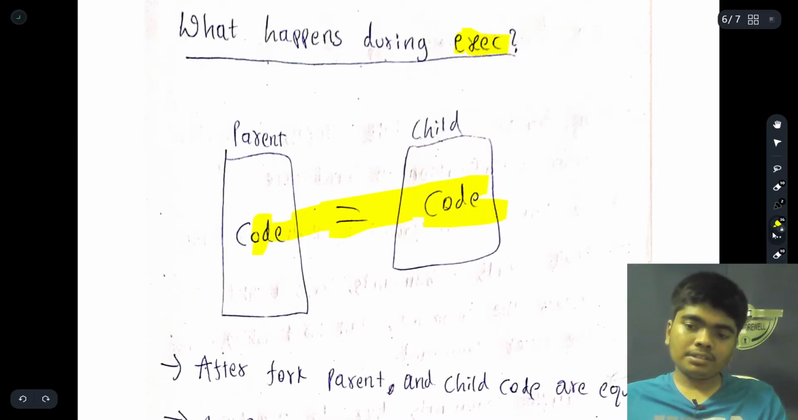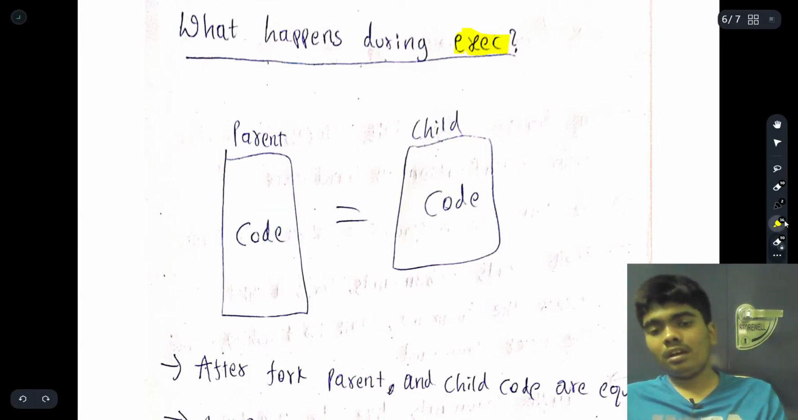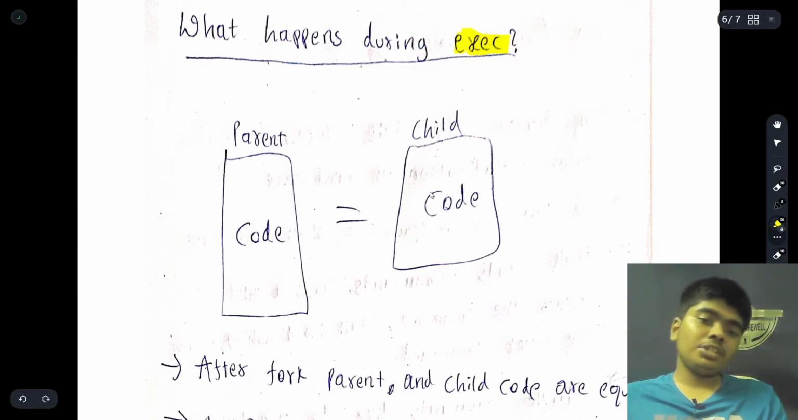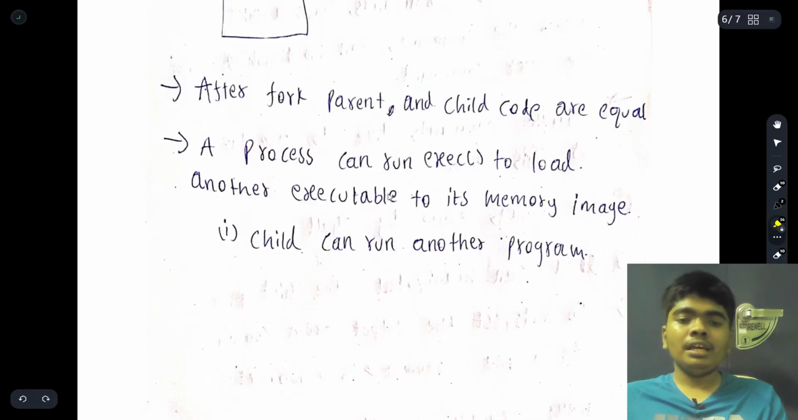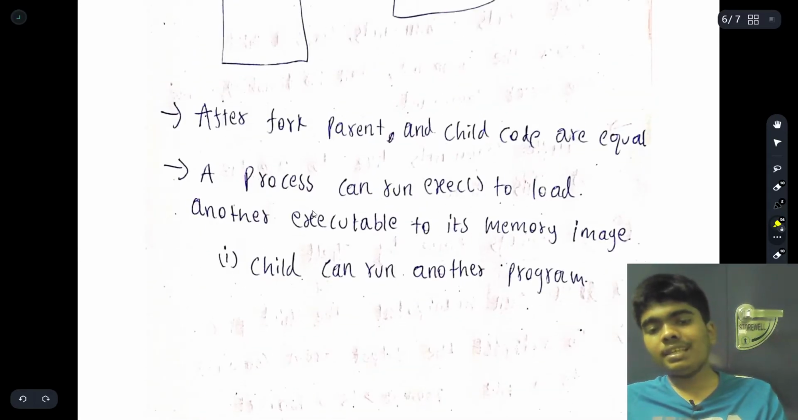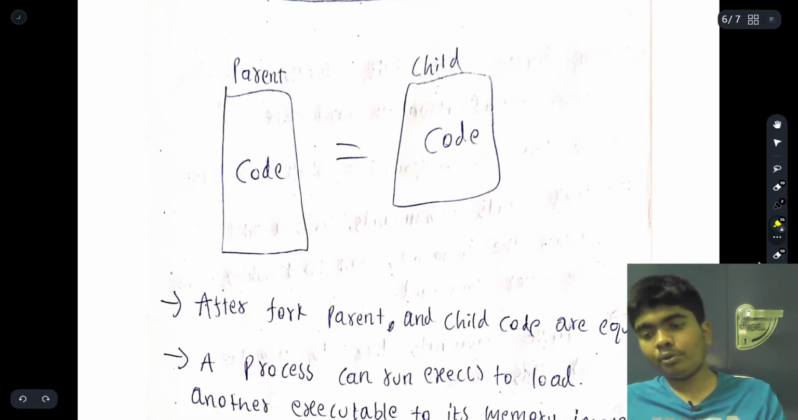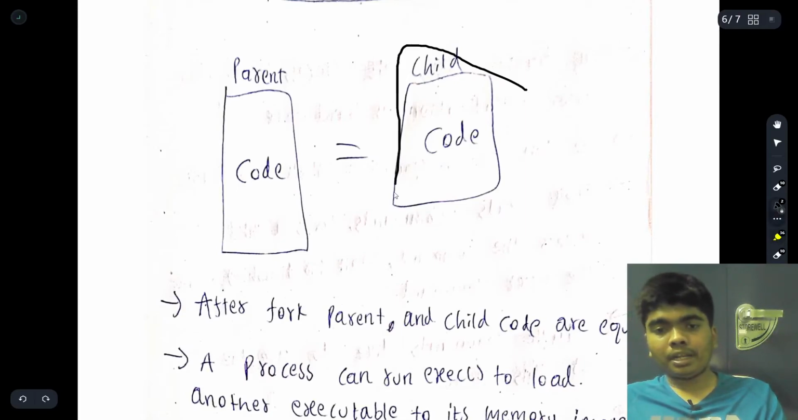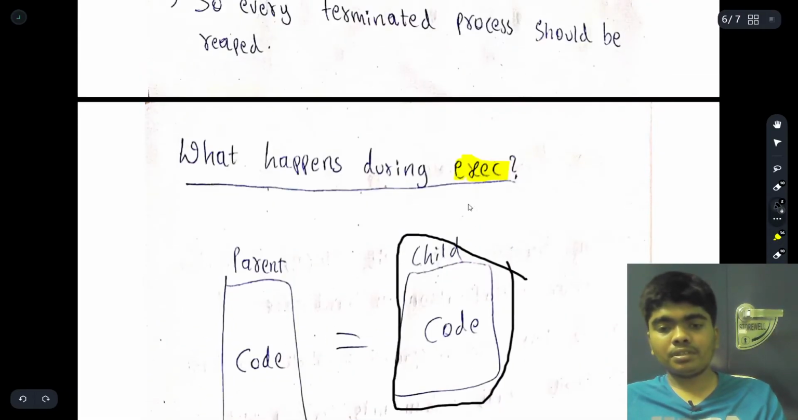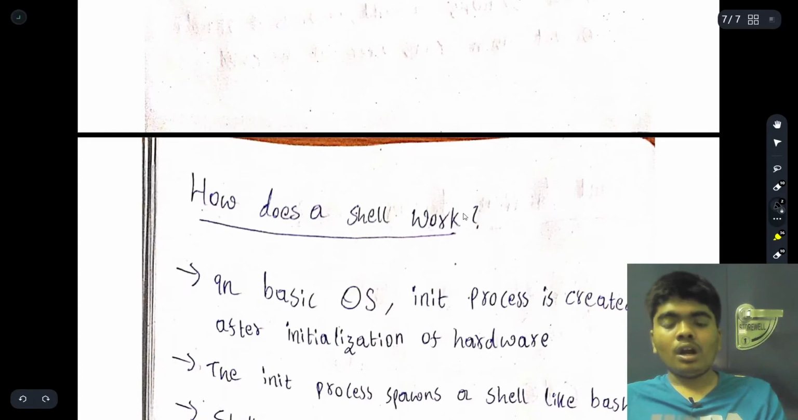So if we need to change the code in this particular child, then we can run exec to load another executable into its memory image. The child can run another program, so another program can be run in that particular child if we use this exec. So how does a shell work?